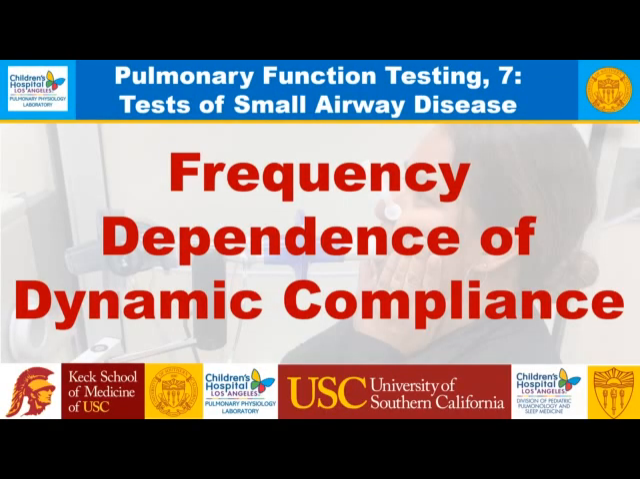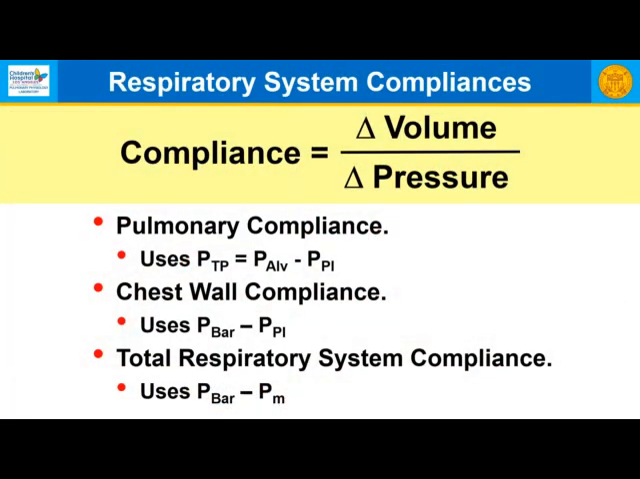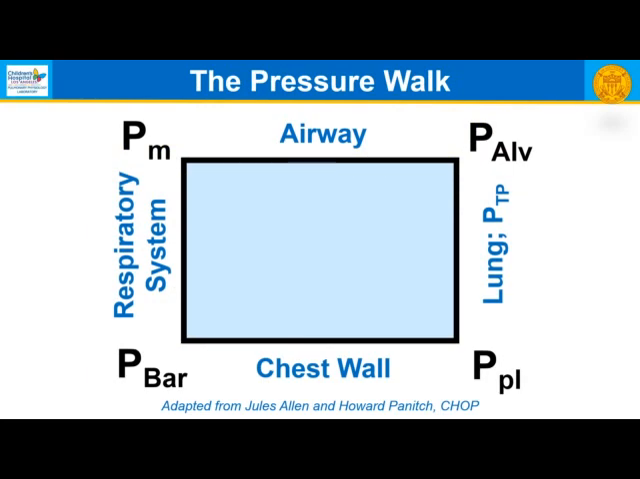All right, frequency dependence of dynamic compliance. So compliance, recall, equals change in volume over change in pressure. So pulmonary compliance uses transpulmonary pressure as the pressure, which is alveolar minus pleural pressure. Chest wall compliance could be measured and would use barometric minus pleural pressure. What's between these is the chest wall. And total respiratory system compliance uses barometric minus mouth pressure. So this is the pressure walk that we've talked about before.